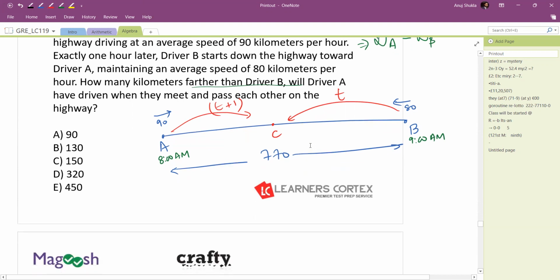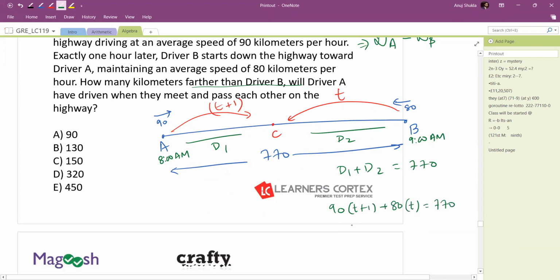Now we can say this is the distance D1 and this is the distance D2. Can I say D1 plus D2 equals 770? D1 is 90 into (T plus 1) and D2 is 80 into T, equal to 770. Now this is 90T plus 80T, which is 170T, plus 90, equals 770. So this will become 170T equals 680. T value is 4 hours.